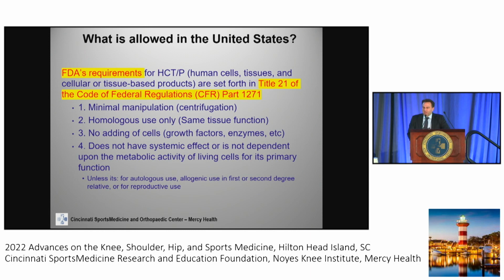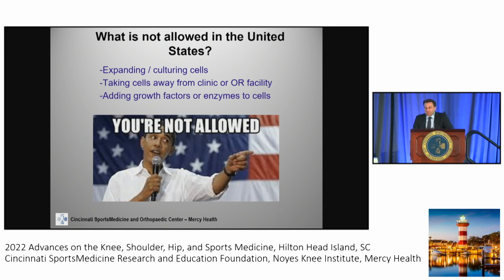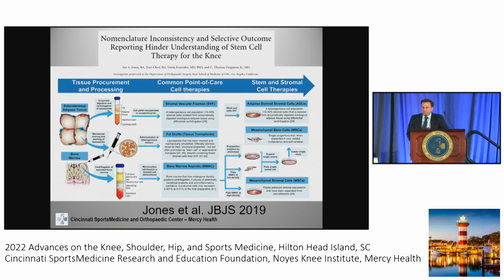So what is allowed in the United States? Well, based on the FDA Title 21 of the federal regulations, we're allowed to minimally manipulate cells. Most commonly that's centrifugation. Homologous use only, so the same tissue function. We're not allowed to add growth factors or enzymes, and it does not have systemic effect or is not dependent upon the metabolic activity of living cells as primary function. So what is allowed, what is not allowed? Expanding, culturing the cells, taking the cells away from the operating room or clinic, adding growth factors or enzymes.